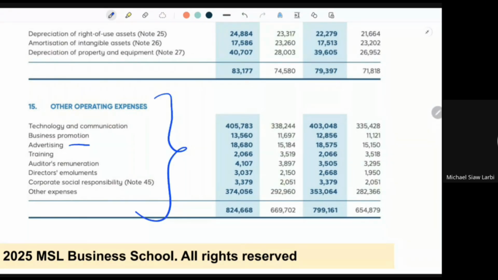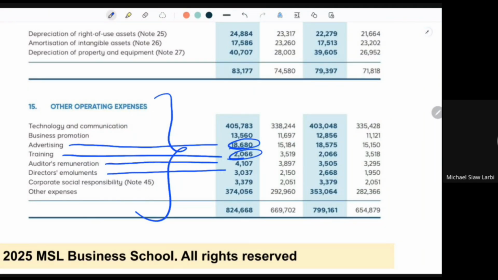They spent 18.6 million to do adverts during the year. That's a lot of money. But yes, all the adverts you see wherever, they spent a lot of money on that. They took their employees for training, 2 million. A business that spends more on adverts than training, no comment. Auditors took a big chunk of the money as well. Directors also took plenty money here. And then they did CSR, 3379. They said check note 45. They want you to know the good they did during the year.